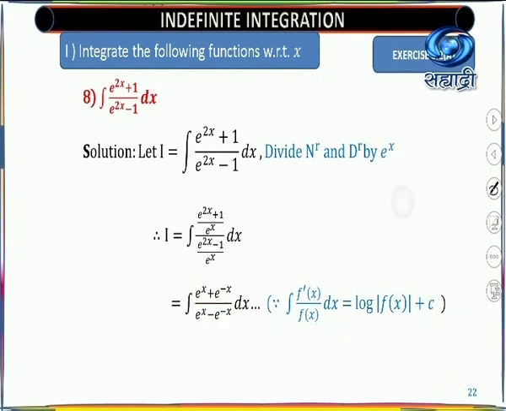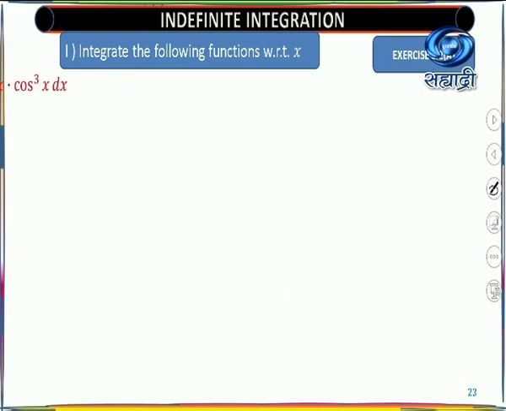So from this result what you will get? You will get this as log of mod of e^x - e^(-x) plus constant of integration. This way we are finished with this example. We'll continue with the next example, that is sin^4 x into cos^3 x dx.